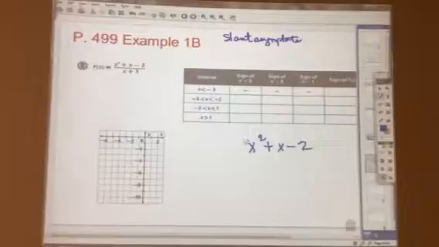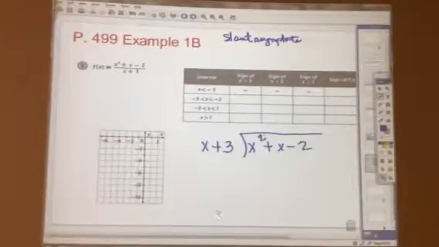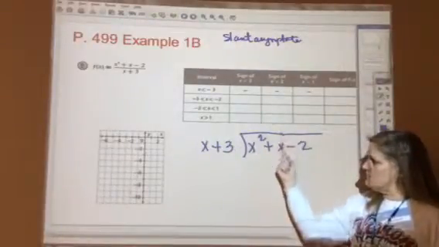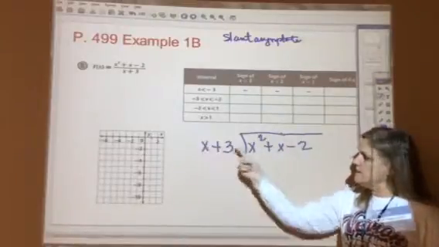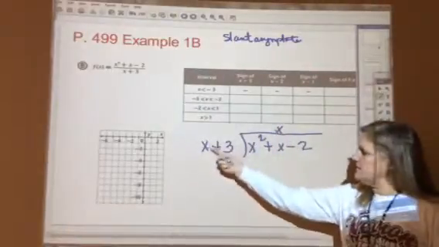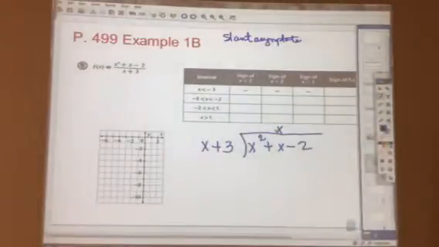X squared plus x minus 2 divided by x plus 3. Remember, 2 terms here means we're going to start our answer right here above the second term. How many times will x go into x squared? X. Then I'm going to distribute the x. X times x, x squared. X times 3, 3x.